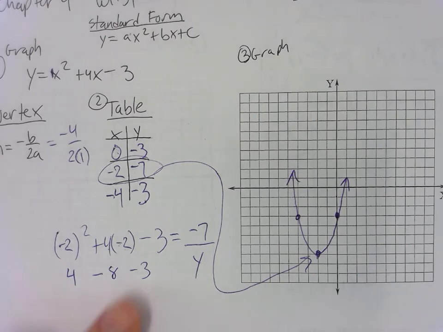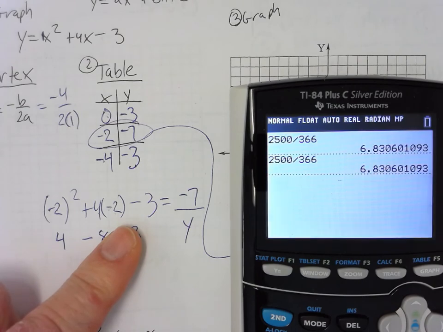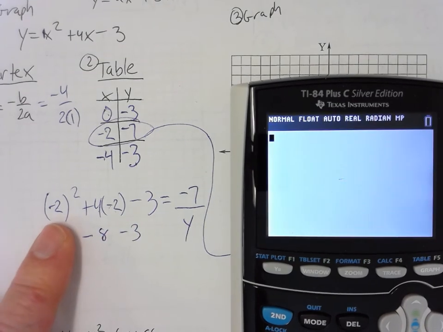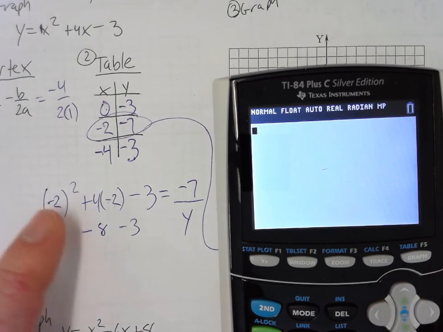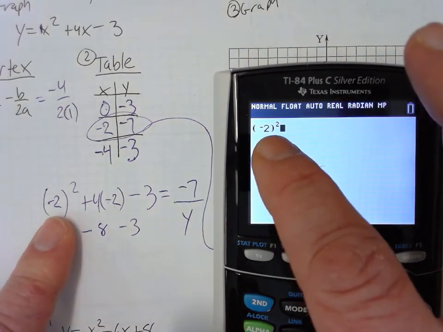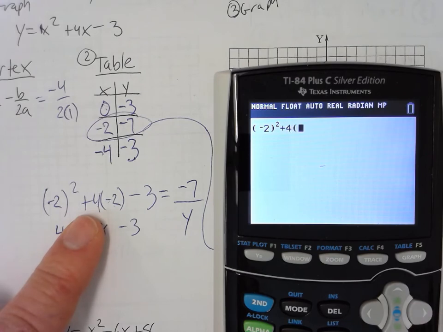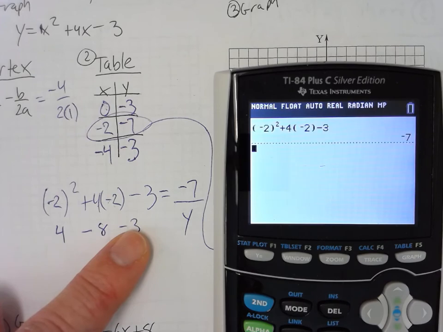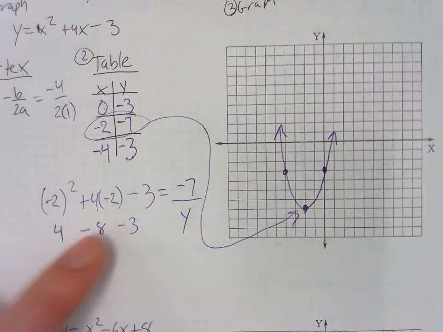If you type this into a calculator, here's what has to happen. You do need to use the parentheses. If you just type in negative 2 squared, that's actually wrong. You have to use the parentheses like I did there. So make it be something squared, so negative 2 is squared. Plus 4 times something, negative 2. And then minus 3. So it's negative 7. If you type it in exactly how I wrote it, you'll get the correct answer.